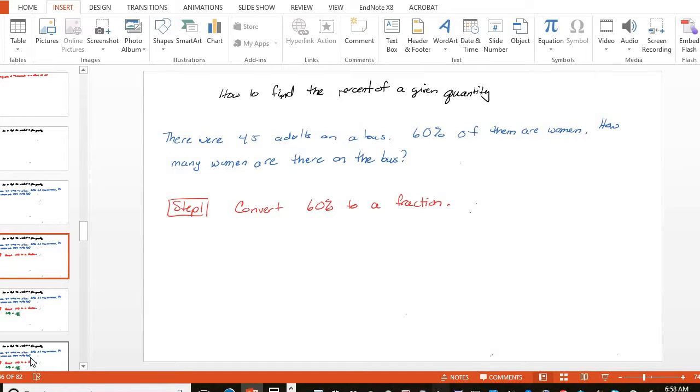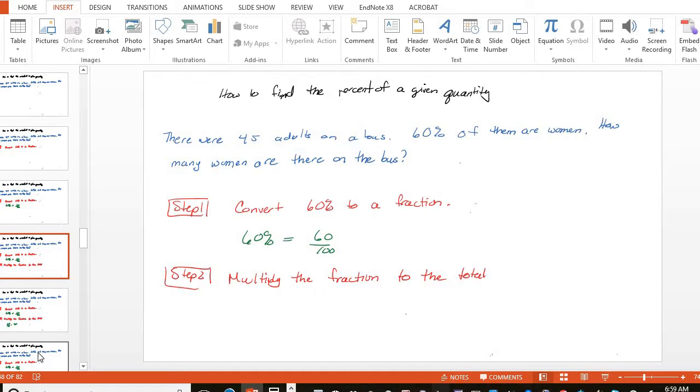The first step, if I don't have a calculator, is to convert 60% to a fraction. I'm going to show you how to do this with a calculator because it's so much easier, but I would convert 60% to a fraction. That's 60 over 100. So now I'm using those math facts that I had at the beginning. And then I multiply that fraction by the total amount. The total amount was 45. So then I multiply it.